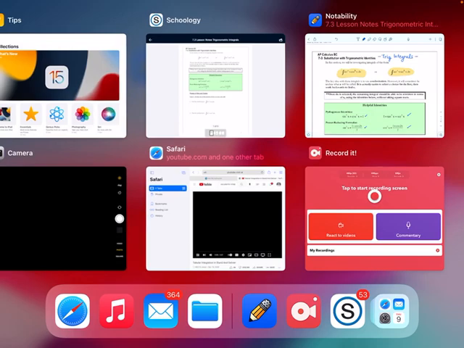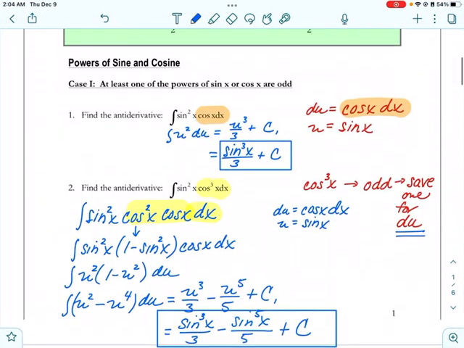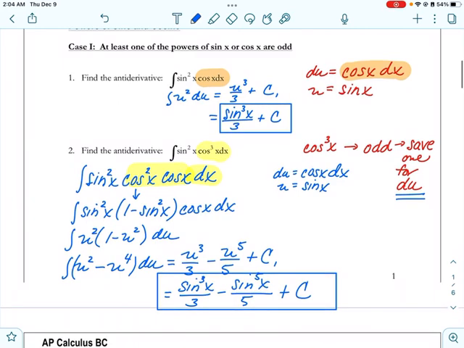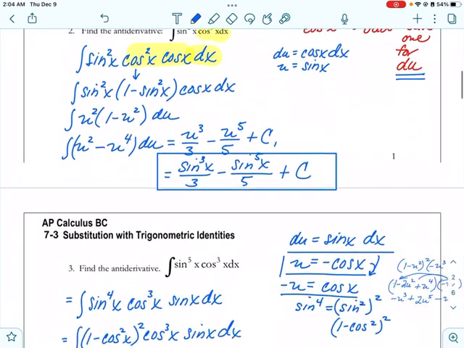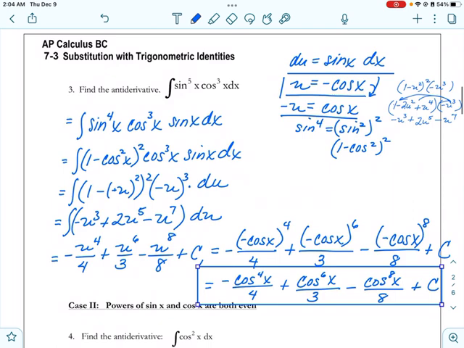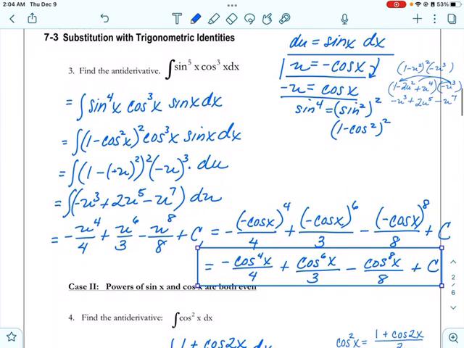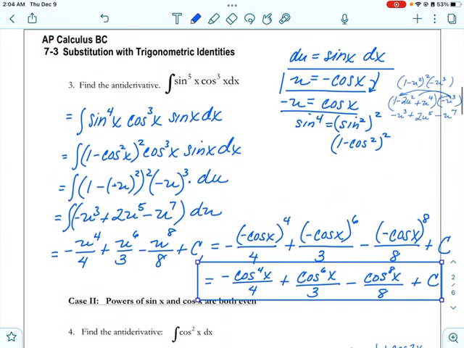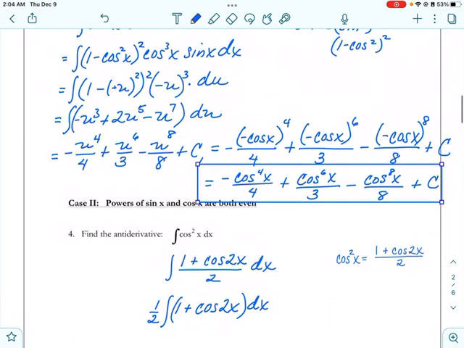So we left off, we talked about a few different things. We talked about case one, at least one of the powers of sine x or cosine x is odd. We paired off one of the odds. And then we talked about how both of the powers can be odd, and we have to choose one. It's always going to be easier, though, if you let your du be cosine, because your u would then be sine x, and you wouldn't have to worry about that negative sign, but no worries.